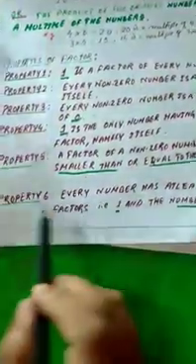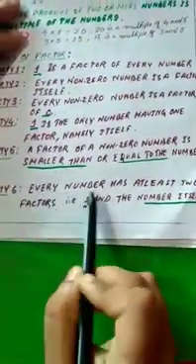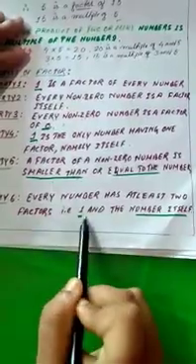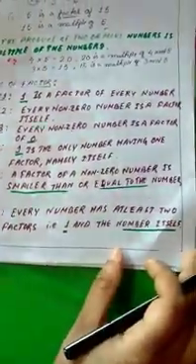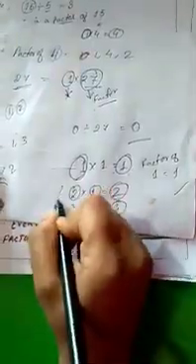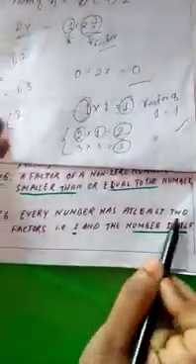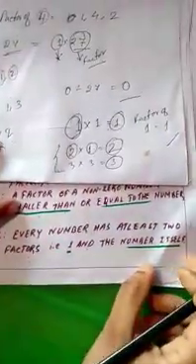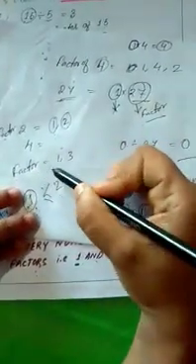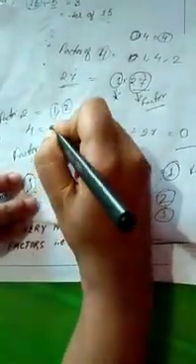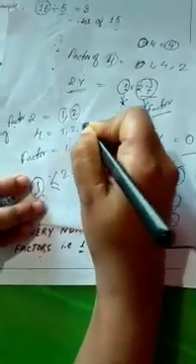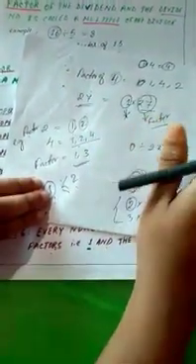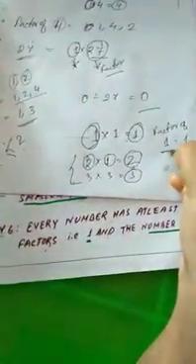Alright, now property 6: every number has at least 2 factors, 1 and the number itself. Just now I have shown this example. The factors of 2 are 1 and 2, at least 2 numbers. The factors of 3 are 1 and 3. The factors of 4 are 1, 2, 4, so 3 are coming. Like this you can get many factors, but at least 2, except 1, which has only one factor, itself.